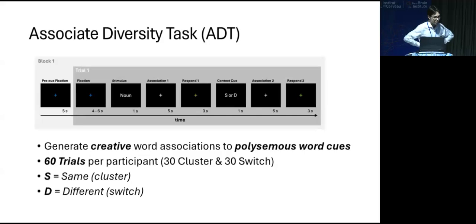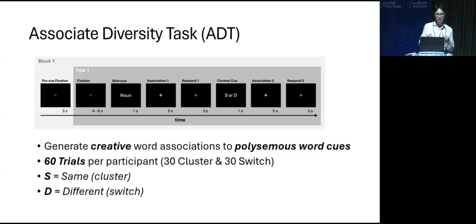So this is a task that we assign participants, the associate diversity task. It's a polysemous word association task where participants are asked to generate creative word associations. Polysemous words are words that have a different meaning depending on the context that they appear in. An example in English would be bank, because it could be the bank where you store your money, or it could be the river bank, a geographical location of a river.